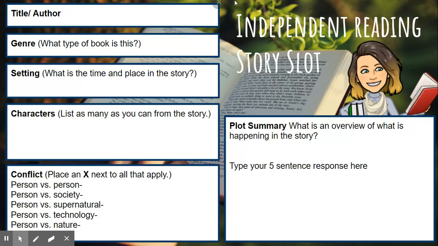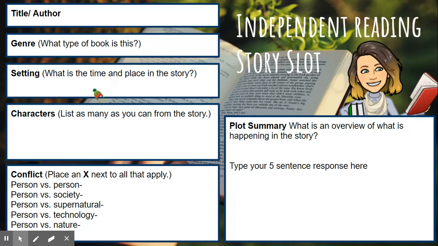So you will include your title and author, and then you will include the genre. So what type of book is this? What category does it fall into? There are many different options to choose from. It could be something from science fiction to romance, historical fiction. There are lots of different options for this part. So do your best in determining what type of book this may be.